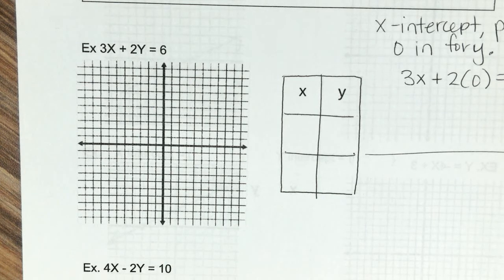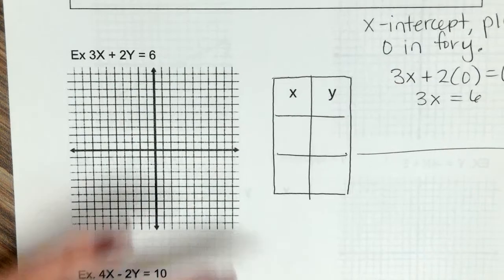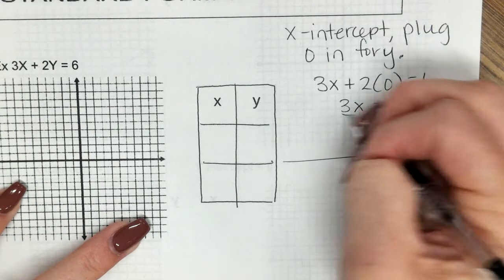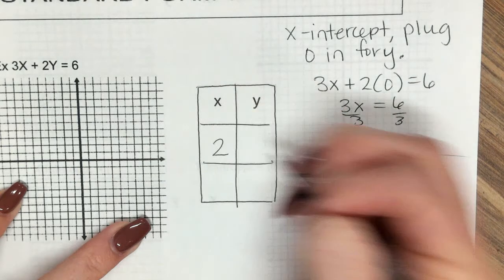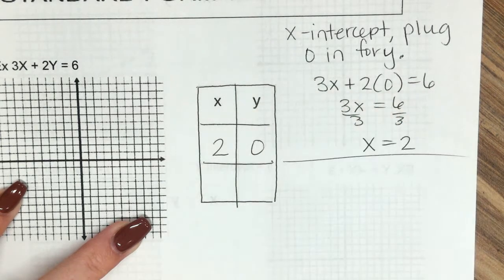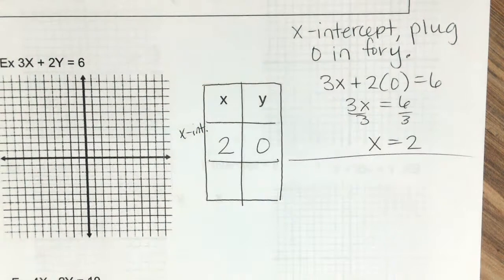I want to know where it's going to touch the x-axis. So I have 3x equals 6. Divide by 3. And I get x is equal to what? So if x is 2, what does y have to be? Intercepts, guys. X-intercept will have a 0 and y-intercept will have a 0. That's going to be my first dot that I graph. Now, that's called the what? The x-intercept.